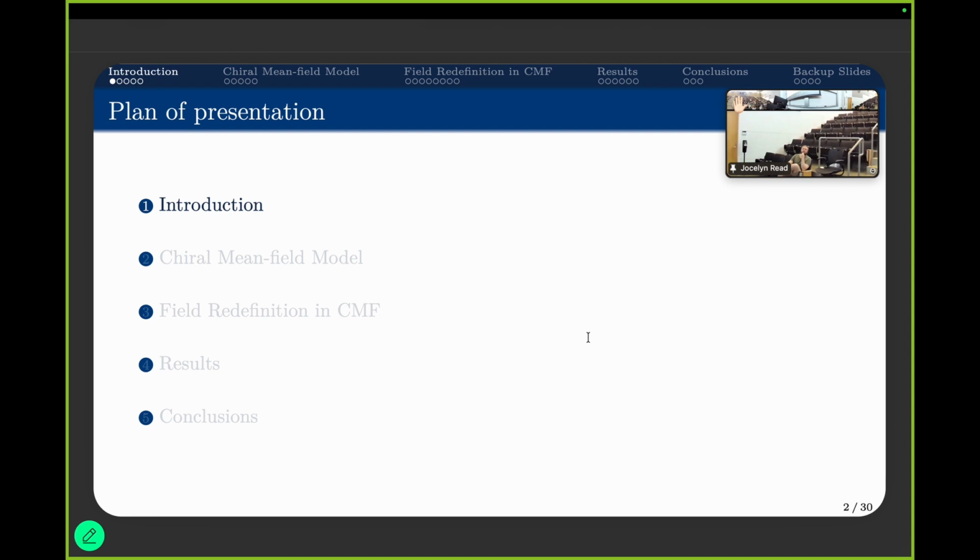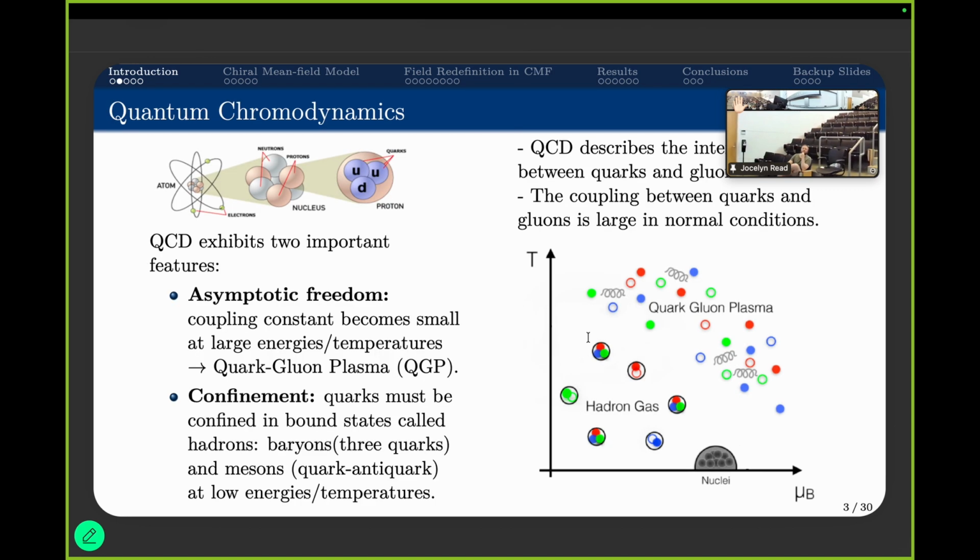So let us start with the introduction. Before going deep into my effective model, let us touch base. Let's start with the basics of quantum chromodynamics. What is quantum chromodynamics? It describes the interaction between quarks and gluons, very simple, and the coupling between quarks and gluons is large in normal conditions. What is the normal condition? It is the condition of the current state of the universe, which is in the non-perturbative regime. So basically QCD exhibits two important features: one is asymptotic freedom, the other is confinement.